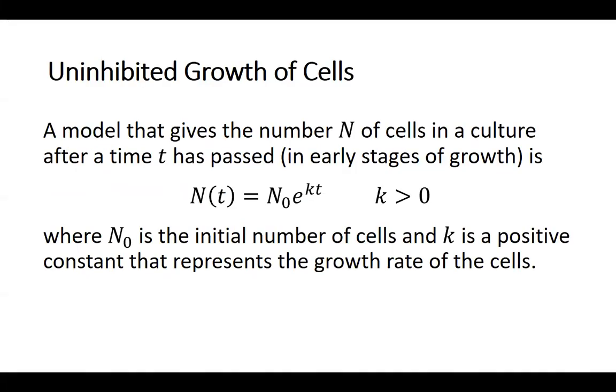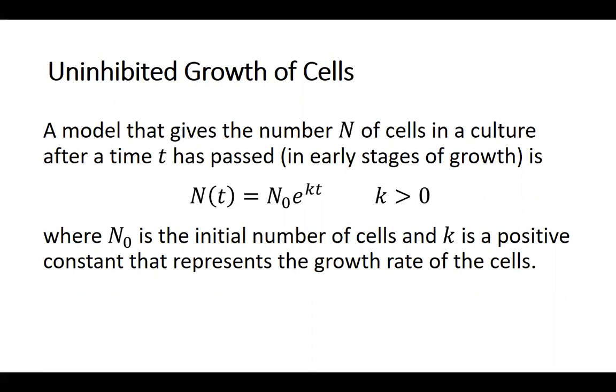So uninhibited growth of cells: a model that gives the number N of cells in a culture after a time t has passed in early stages of growth is N of t equals N sub 0 times e to the kt, where k is greater than 0. Now, N sub 0 is the initial number of cells. Usually in mathematics and science, when we use a sub 0, that means the initial value of something, initial velocity, v sub 0, terminal velocity, or velocity at a given time, v sub t.